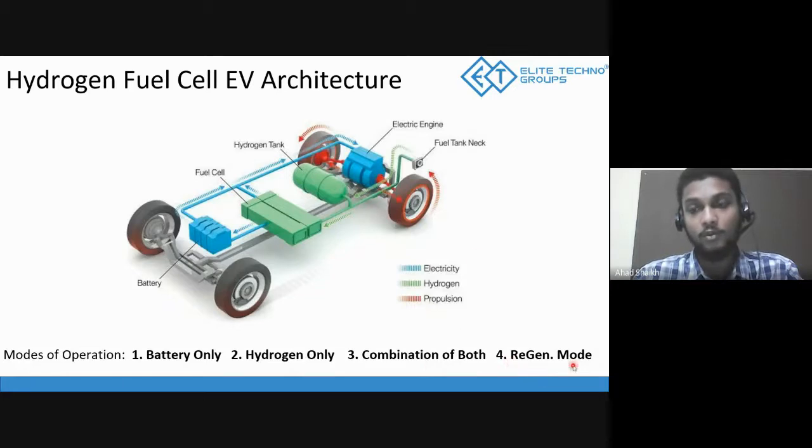And the fourth mode could be regeneration mode. What we do is, when we are going down a hill or braking, the motor will act as a generator, and whatever energy is generated with the help of the rotation of the wheels will get stored in the battery pack, which again can be used. So these are the different modes in which a fuel cell electric vehicle can be operated.